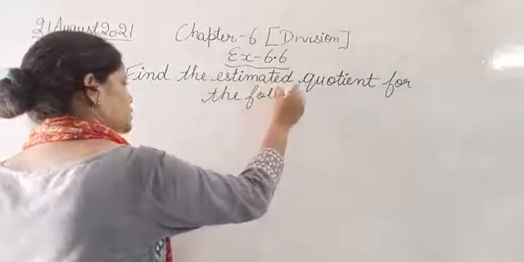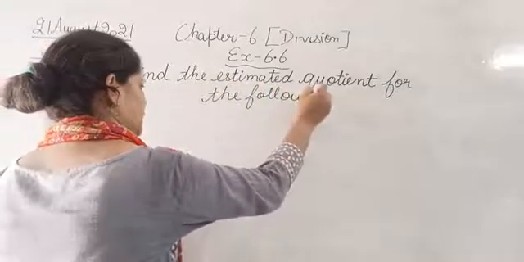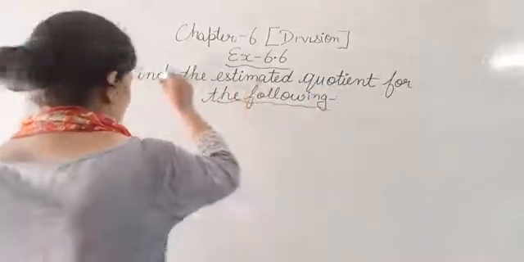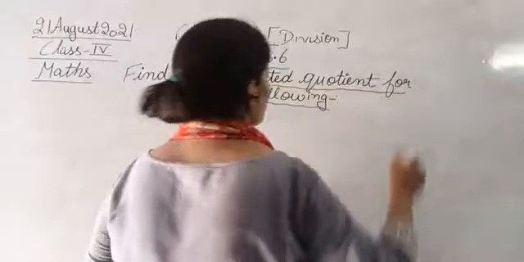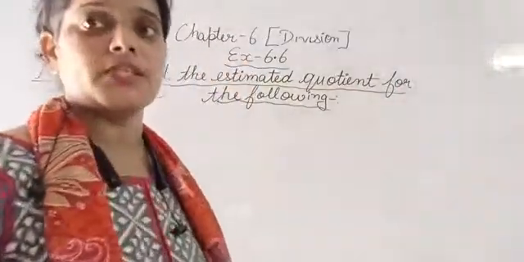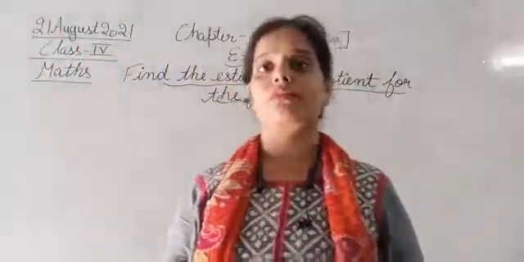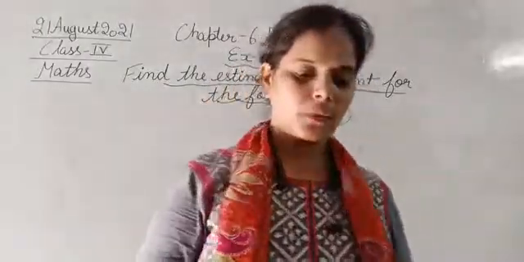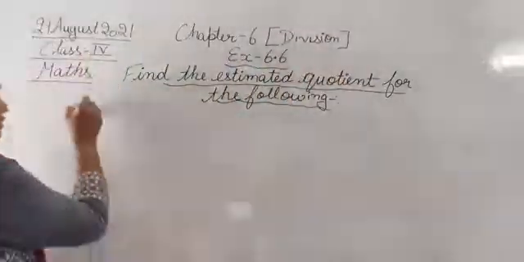So now we are going to do some sums, and we have to find the estimated quotient. Estimated quotient means, first of all, we have to round off the numbers that are given and then we will find its estimated quotient. Chaliye, starting with question number 4 in today's session.